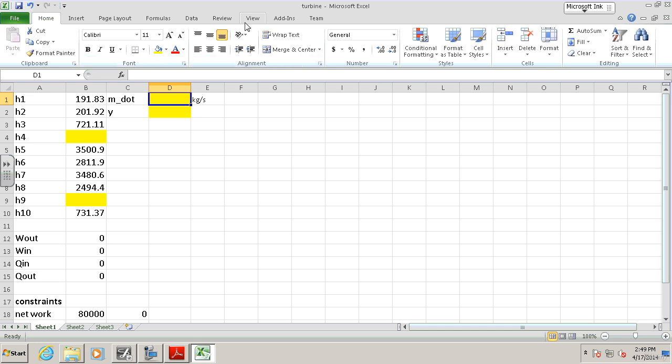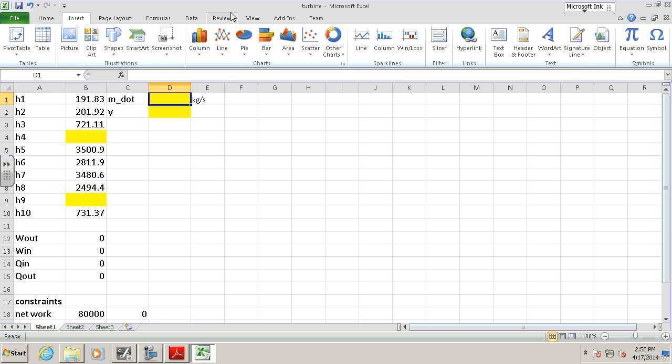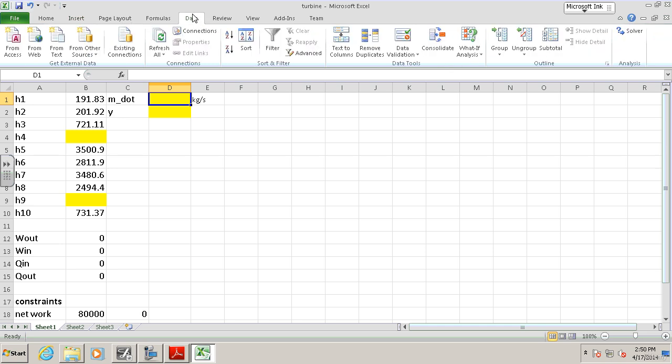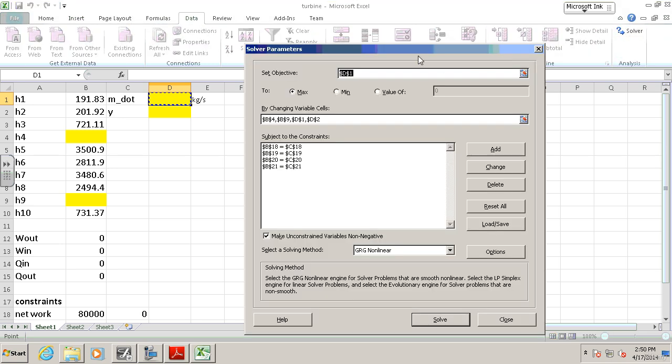Now, the Excel solver is not super duper. It turns out that it needs a decent guess. If you give it nothing, it didn't work, I'll show you. I went to Data, Solver, and popped up the solver.